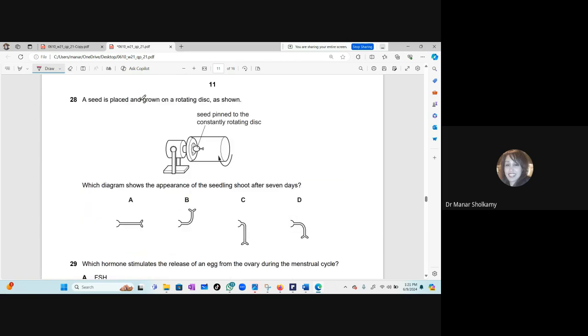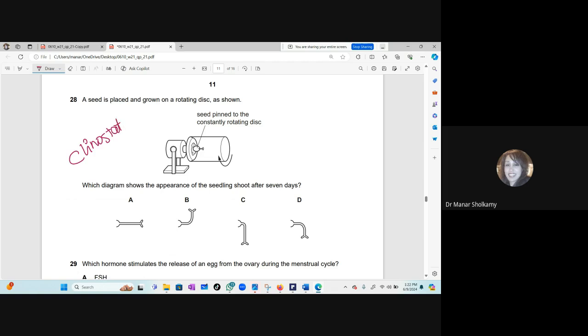8. A seed is placed and grown on a rotating disc as shown. Seed pinned to the constantly rotating disc. Now, what is this rotating disc called, and what is its function? Who remembers the name of this device? We took it in the lesson on coordination in order to cancel out the effect of the... It's the clinostat. Clinostat, if you remember.